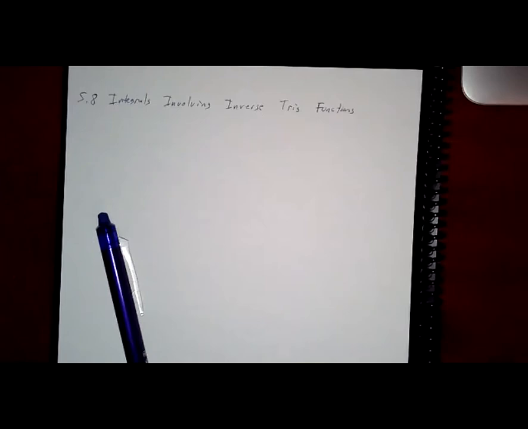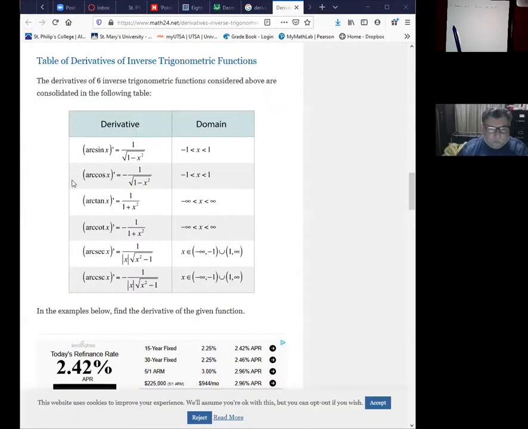All right, pull up a random page here. So remember these guys, right? The derivative of arc sine, or sine inverse, however you prefer to write it, is equal to this. Arc cosine was similar, but with a minus sign. Do these look familiar? Okay, so these are all from Trig.